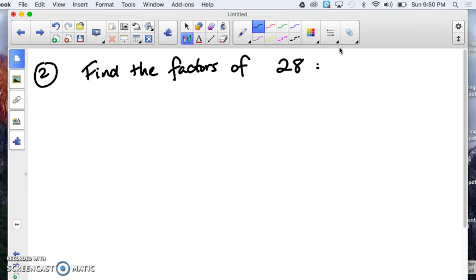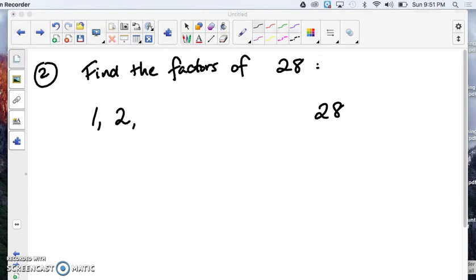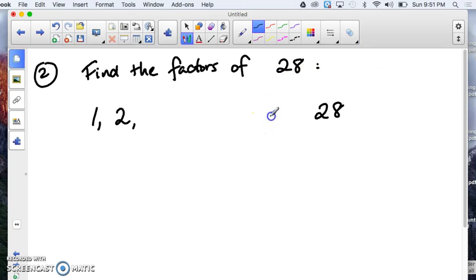I am going to continue. Again, using the same method as above, listing 1 and 28 as the first factors, 1 and itself, right? Numerically up from 1, I know that 28 has 2 as a factor because it's an even number. And then I think, 2 times what equals 28? I know it's 2 times 14. Now, 3 is not a factor of 28.